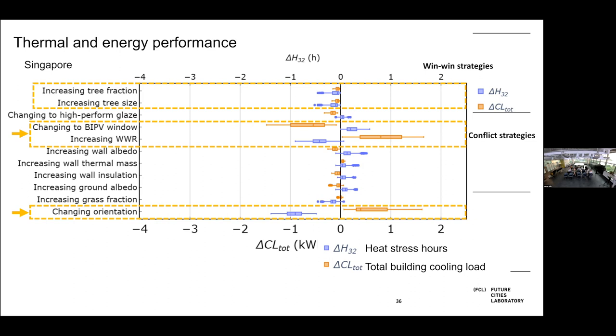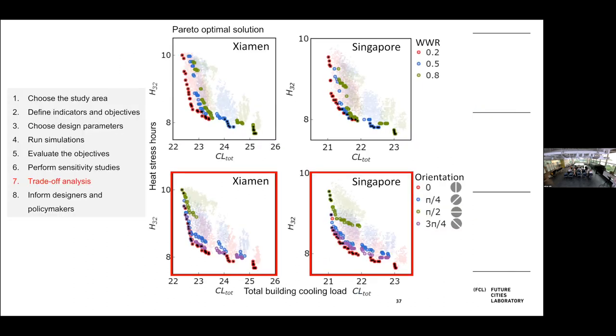Okay, so then, based on the result, we can do a trade-off analysis to find out the best solution of the design strategies for the conflict indicators, because those two are the prioritized ones. And we can see that this is the Pareto optimal solution. We can see the solution is also sensitive to the availability of the design options. So when we look at the two figures below, okay.